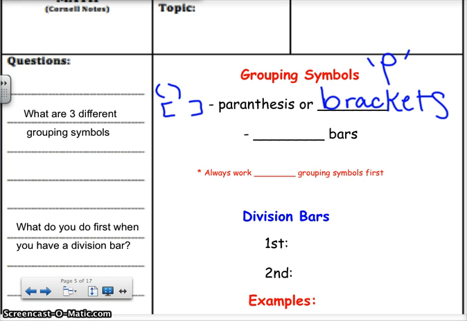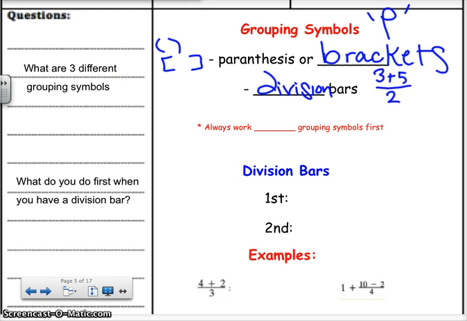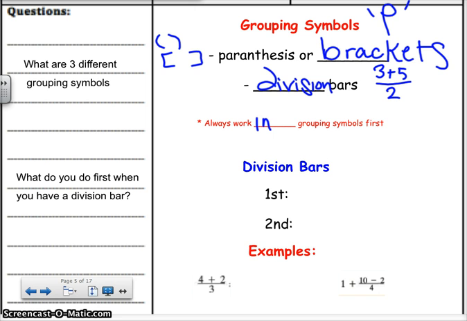Another grouping symbol is division bars. Now you might feel slightly like, what are you even talking about, a division bar? Write a little example. Like 3 plus 5 over 2. That's what I mean by a division bar. You can't do this division until you take care of the top. Make sense? And you have to always work inside grouping symbols first. Always need to work inside the grouping symbols first.